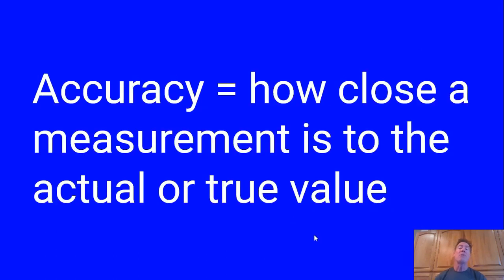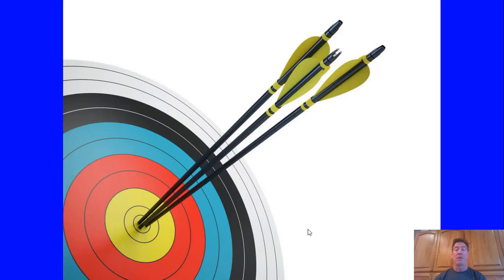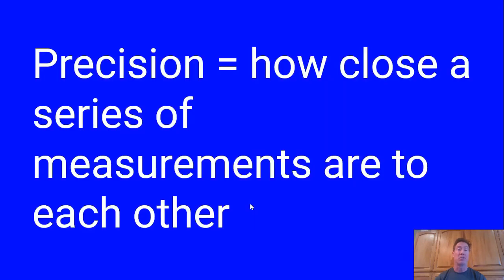So accuracy is how close a measurement is to the actual or true or standard value. A good example of this would be hitting the bullseye. That's where you want to hit, and if your measurements hit that, then that's an accurate shot. That's an accurate measurement. Precision, on the other hand, is how close a series of measurements are to each other.